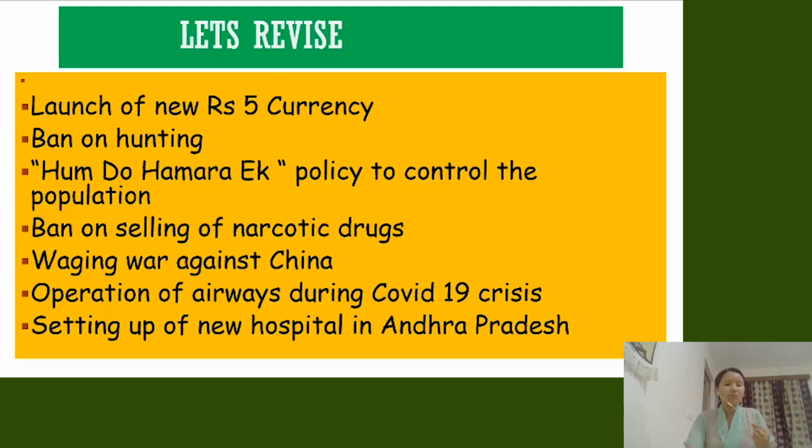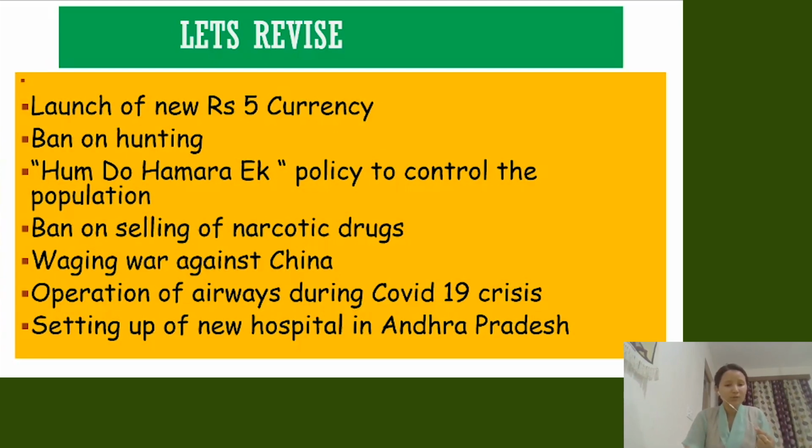Third one is the Hum Do Hamara Ek policy to control the population. The population of India is increasing day by day, so the government has planned to make one policy, that is Hum Do Hamara Ek. Which government has the power to make this policy? Is it the central government or is it the state government? Here we are talking about population. The population subject comes under the concurrent list, which means the central government and state government both have the power to make decisions regarding this.